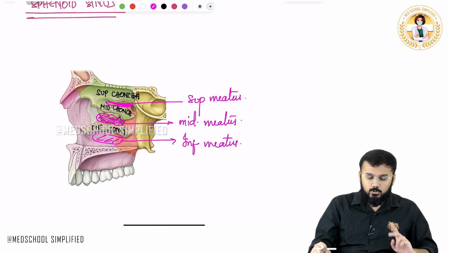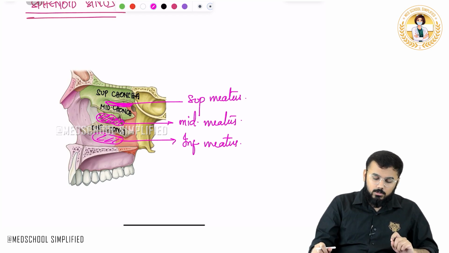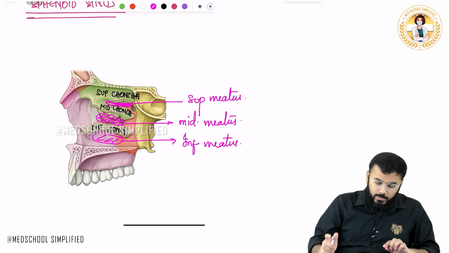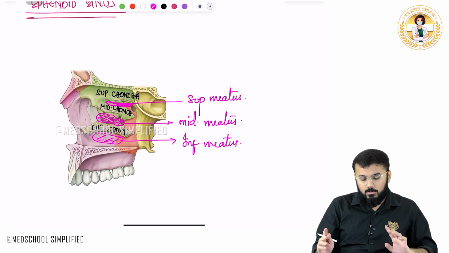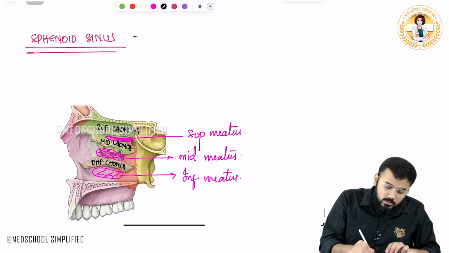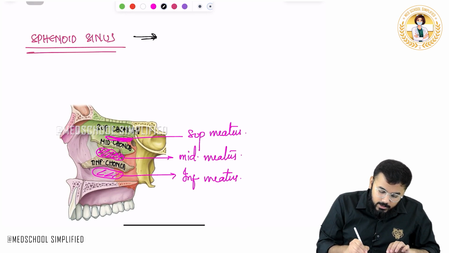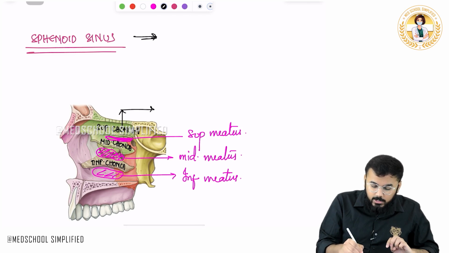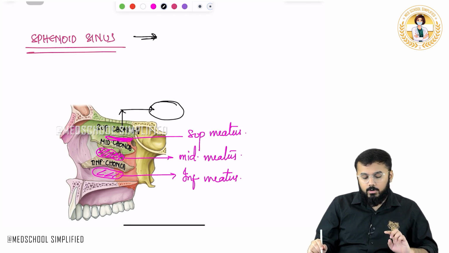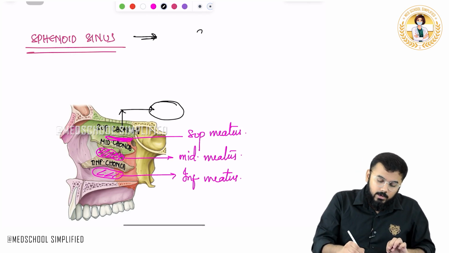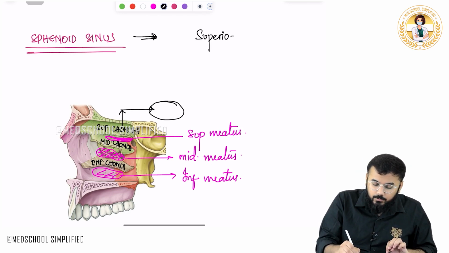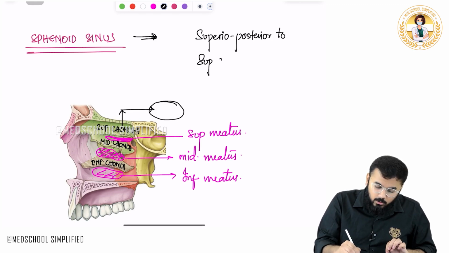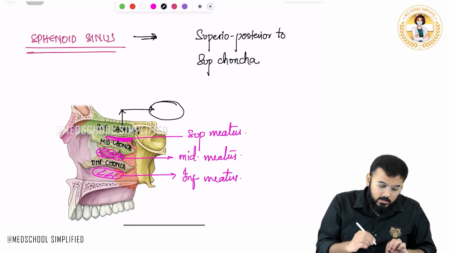Where are they located? Between the superior concha and middle concha, you have the superior meatus. Between the middle and inferior concha, you have the middle meatus. Between the maxilla and the inferior concha, you have the inferior meatus, right? Now coming to this sphenoid sinus, where is it present? This is your superior concha, right? Superiorly is this and posteriorly, exactly here you have this. What is this location? Superior and posterior to the superior concha, we have the sphenoid sinus.